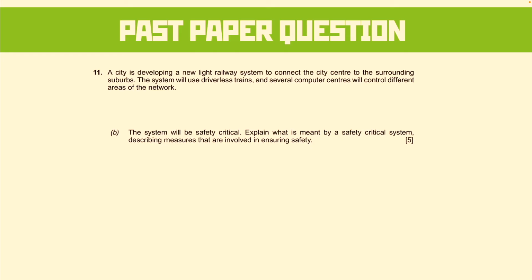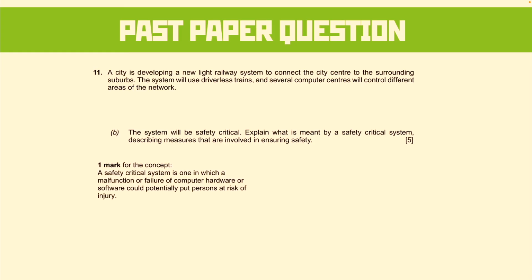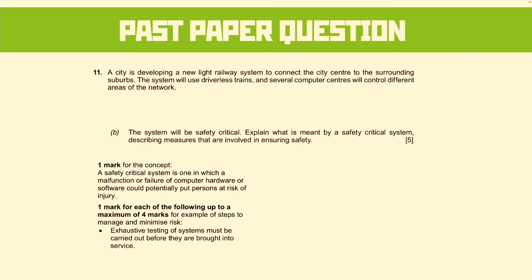We'll look at that in a bit more detail in a second, but safety critical systems, that's where the majority of the marks come from here. What is meant by safety critical systems, and describe measures that are involved in ensuring safety? Well, a safety critical system is one where a malfunction or a failure of computer hardware could potentially put people at risk of injury. One of the measures involved in ensuring safety is that exhaustive testing must be carried out. So they really are tested to the nth degree, a safety critical system.